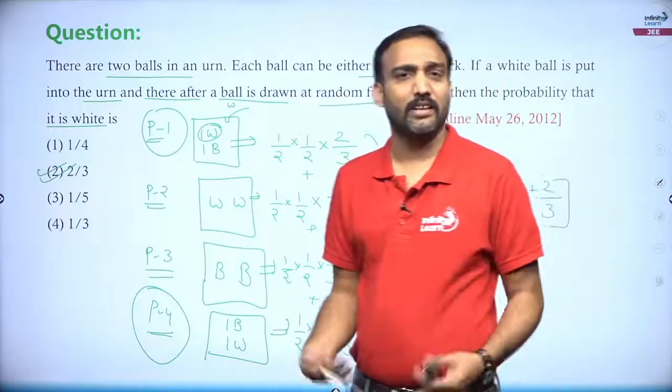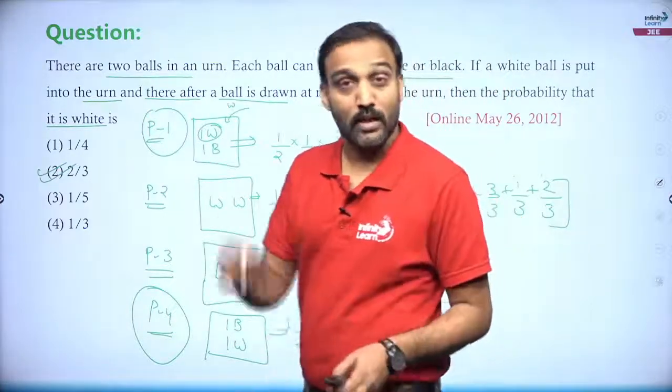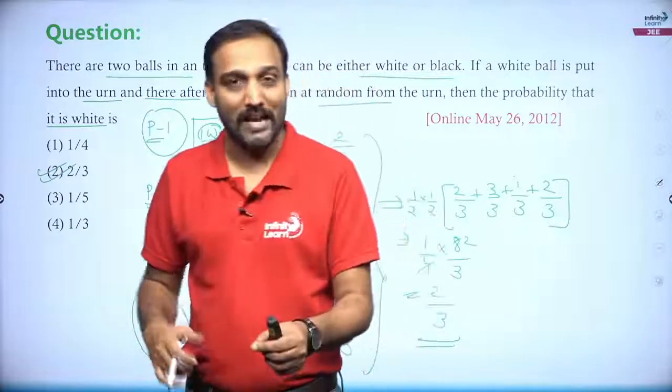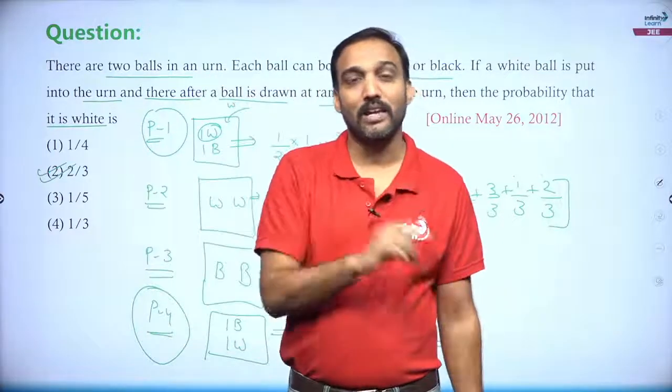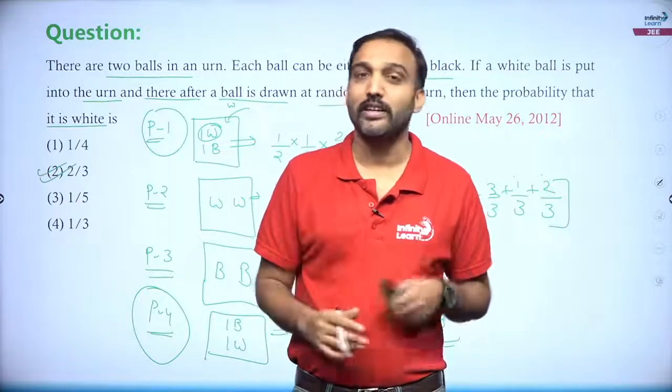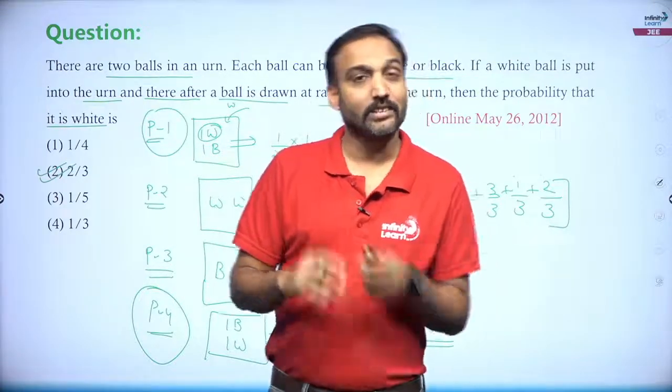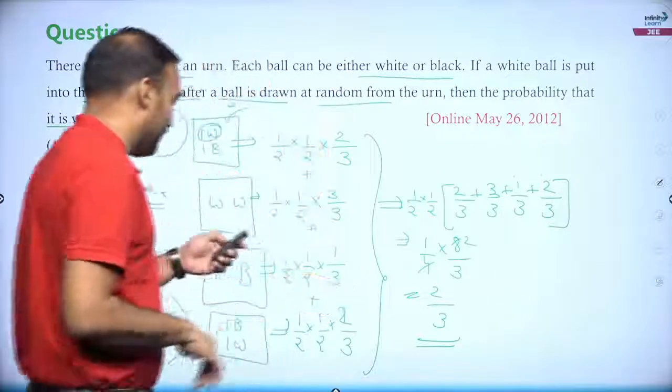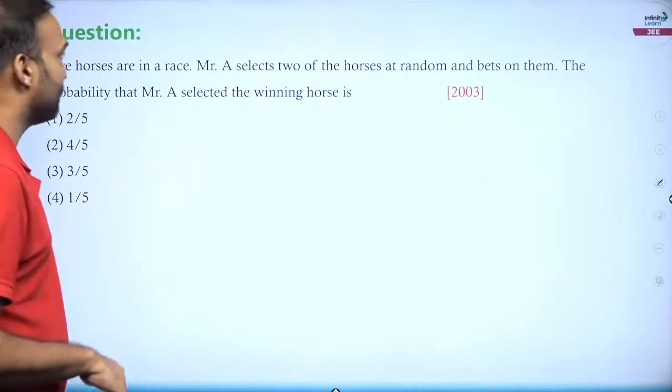They think one is white and one is black is one possibility. No. First one is white, second one is black. First one is black, second one is white. These are two different cases and they should always be taken as two different cases. Right guys? So we are done with this particular example. Let us move and try the next example.